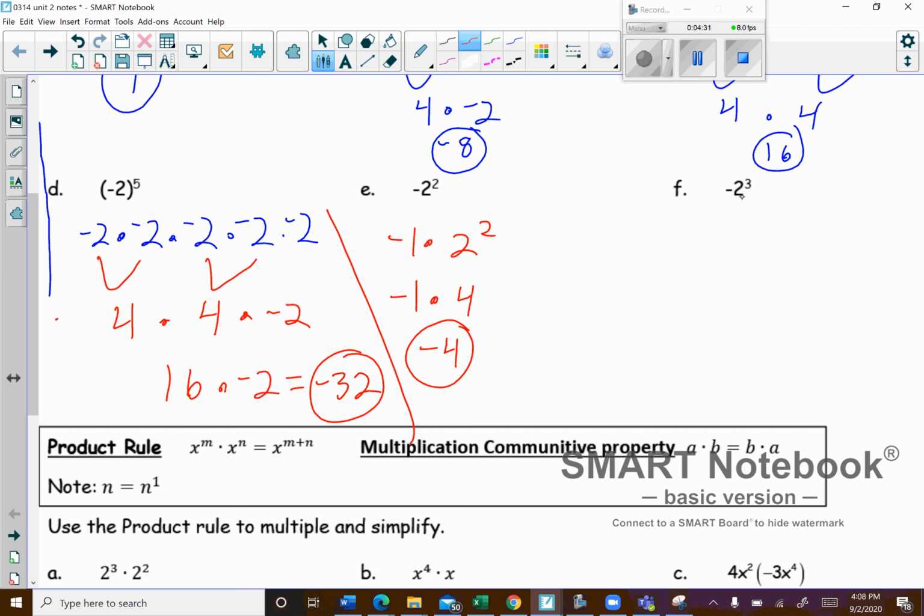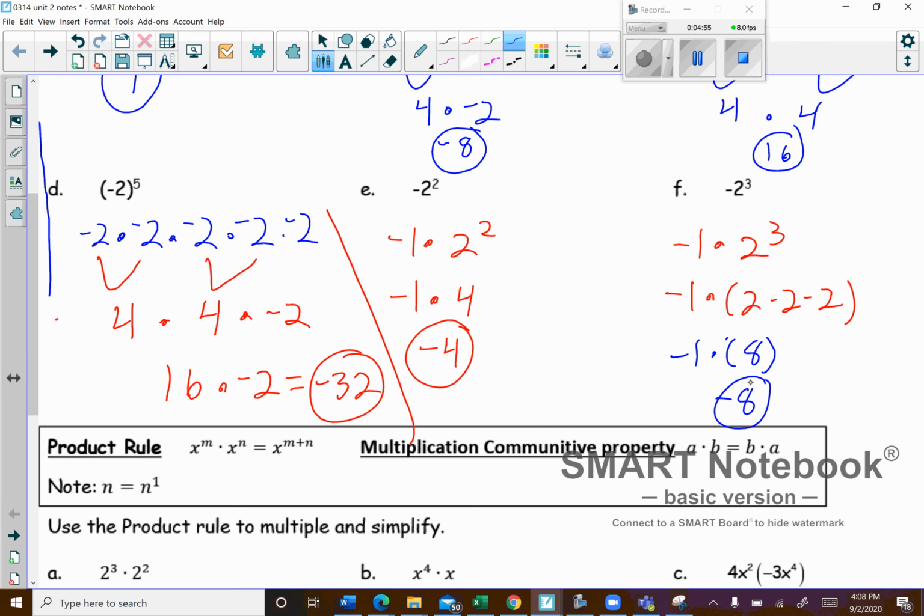Okay, F, really no different from E. So we're going to have negative 1 times 2 to the power of 3. And so you're going to have negative 1 times 2 times 2 times 2. And when you multiply that out, that'll turn into an 8 right there. And negative 1 times 8 is negative 8.